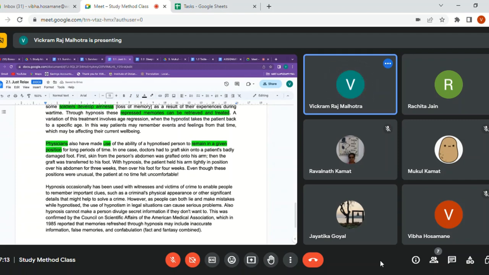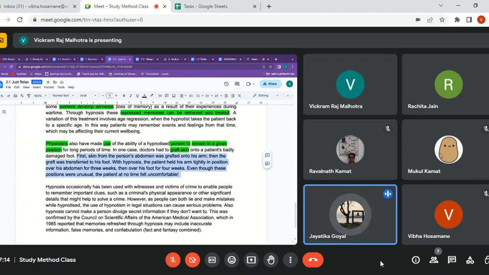Then, how about graft skin? Yeah. So now it gives you a sense. Physicians use it to make a person remain in a given position. Okay, makes better sense. Person to remain in a given position, graft skin. Next sentence. First skin from the person's abdomen was grafted onto his arm. Then the graft was transferred to his foot. With hypnosis, the patient held his arm tightly in position over his abdomen for 3 weeks, then over his foot for 4 weeks. Even though these positions were unusual, the patient at no time felt uncomfortable.